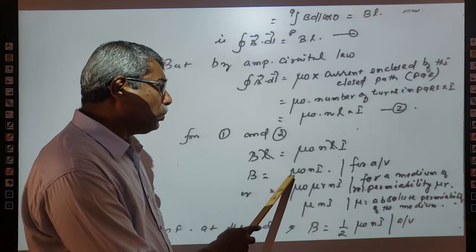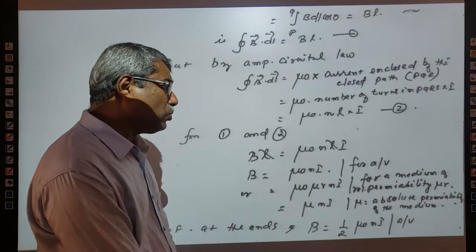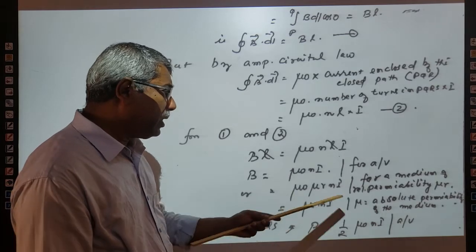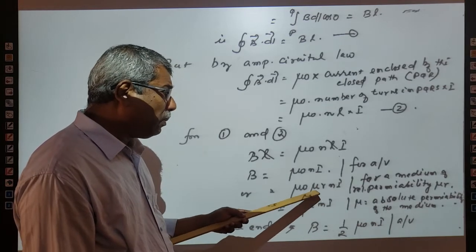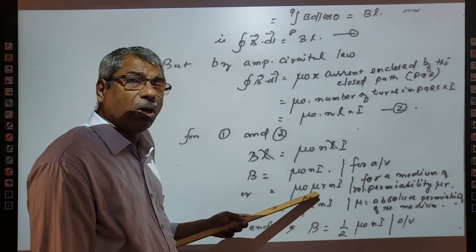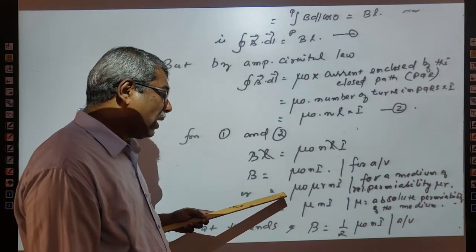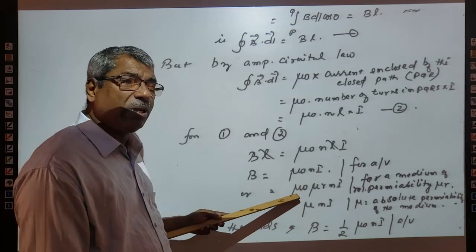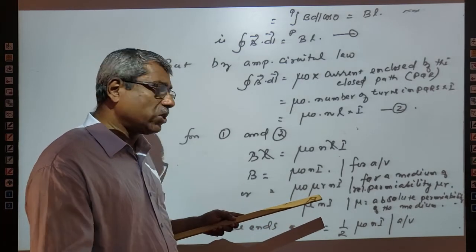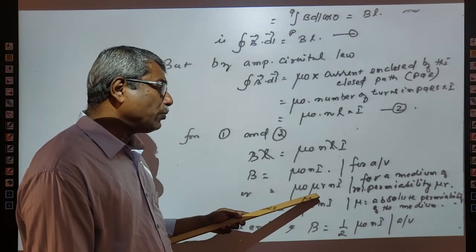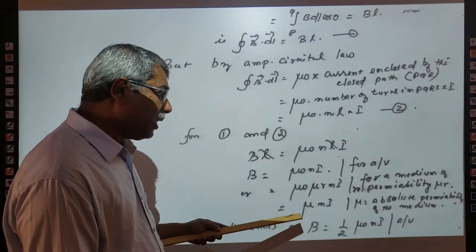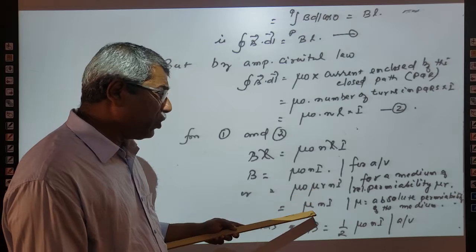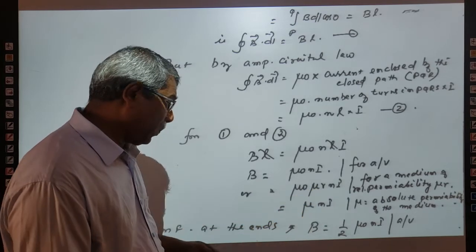Or B is equal to mu 0 nI, cancelling L, for air or vacuum. For a medium other than air or vacuum, we have to apply the relative permeability of the medium, mu r. Hence, for a medium other than air or vacuum, B, the intensity of magnetic field inside a solenoid, is equal to mu 0 mu r nI. That is equal to mu nI, because mu r is equal to mu by mu 0.